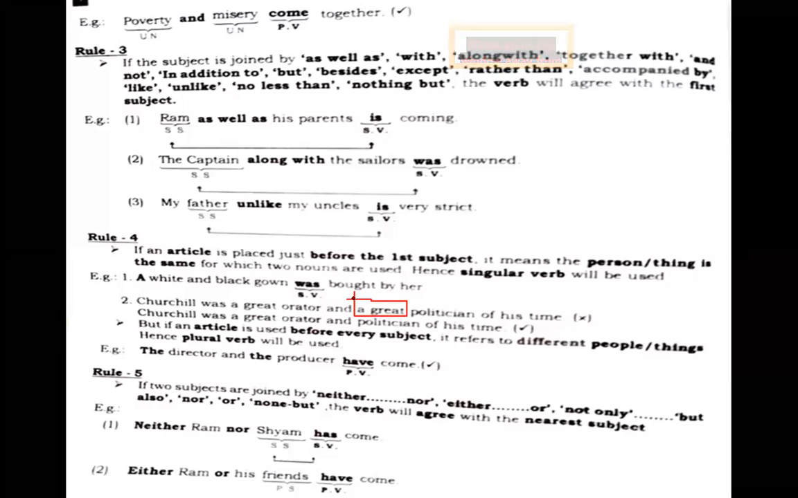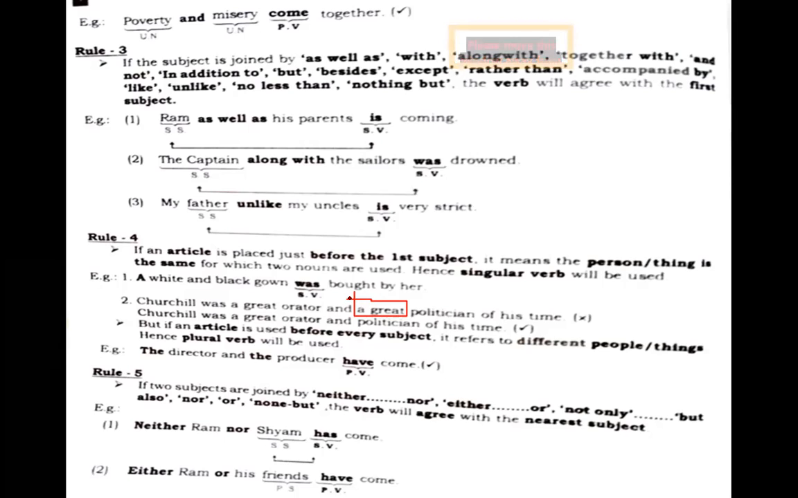That means for one person, both the qualities are used. But if an article is used before every subject, students, see, in the first, before the first subject we have used the article, but when it is used before both the subjects or every subject, it refers to different people or things, hence a plural verb will be used. So ultimately the sense will be different. We'll talk about the individuals. The plural verb will be used.